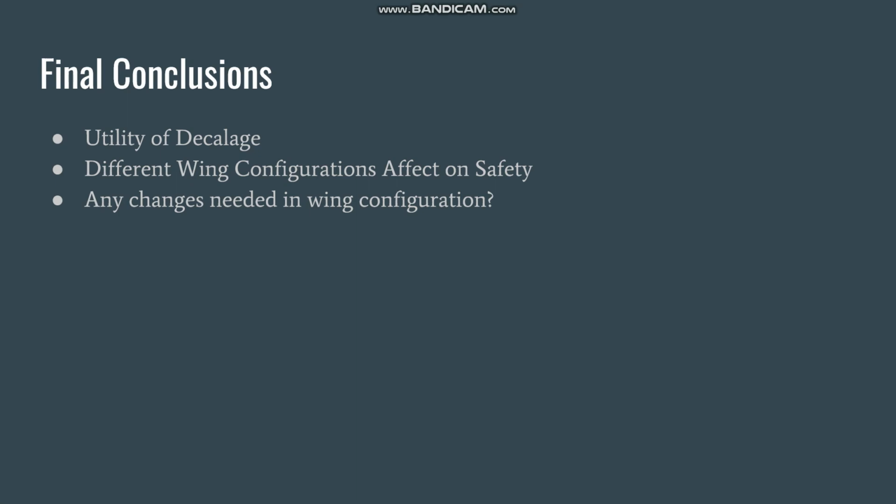Now, our final conclusions are that decollage has a utility for sure. It can definitely keep you out of these dangerous flying conditions. How do different wing configurations affect safety? Especially now that I've actually tried out the different one, where the front wing is on the top instead of the bottom, it's substantially safer. It has a lot more options when you're trying to fly it.